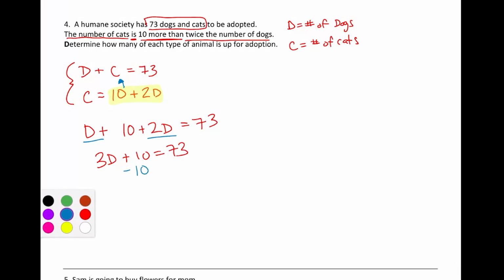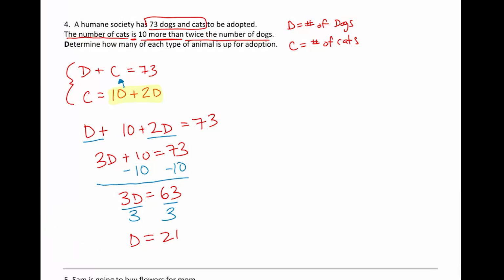Then we want to start using our properties of equality. Subtract 10 from both sides to get 3D equals 63. And finally divide both sides by 3. So the number of dogs is 21. So we've got one of the solutions, or at least part of the solution. We need to find the other part of the solution.